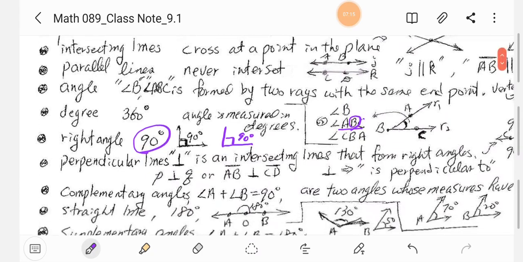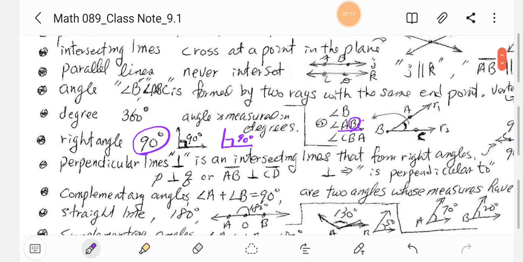Okay, perpendicular lines. So let's say there are 2 lines. One goes this way, one goes this way. And if the 2 lines form a 90 degree angle, then we say the 2 lines are perpendicular. So line 1 and line 2 are perpendicular.